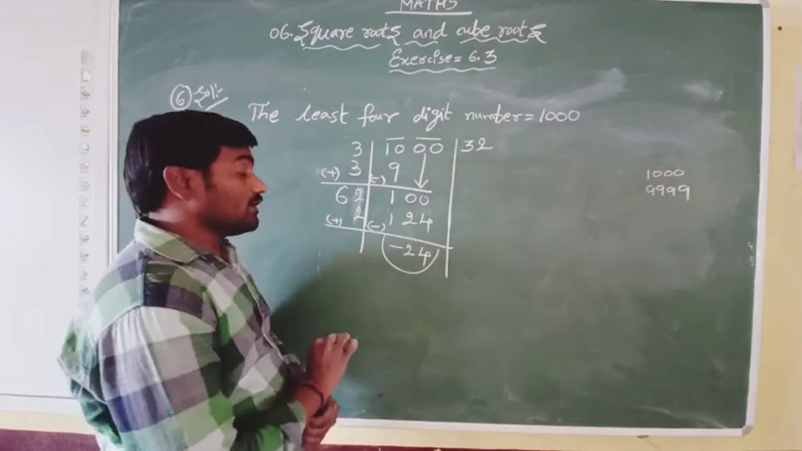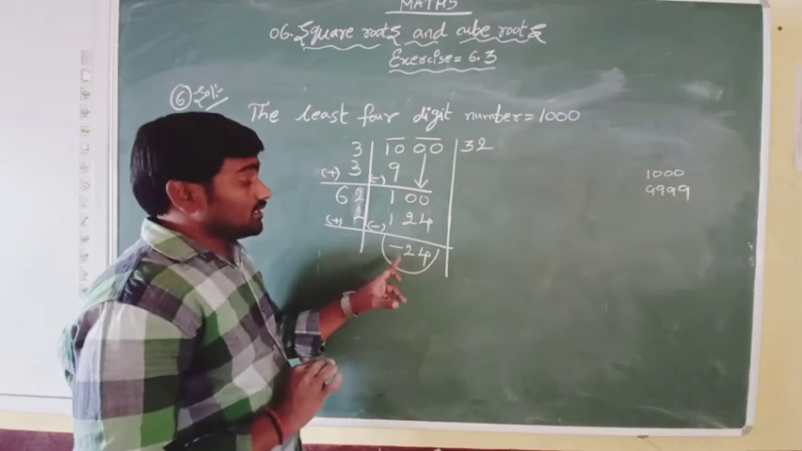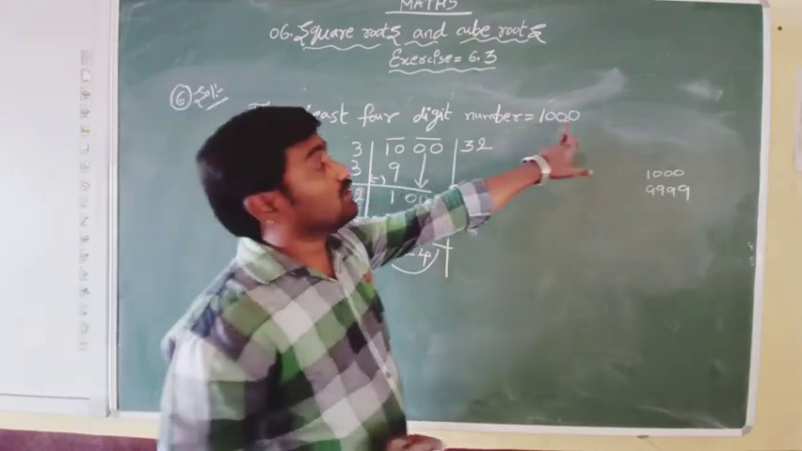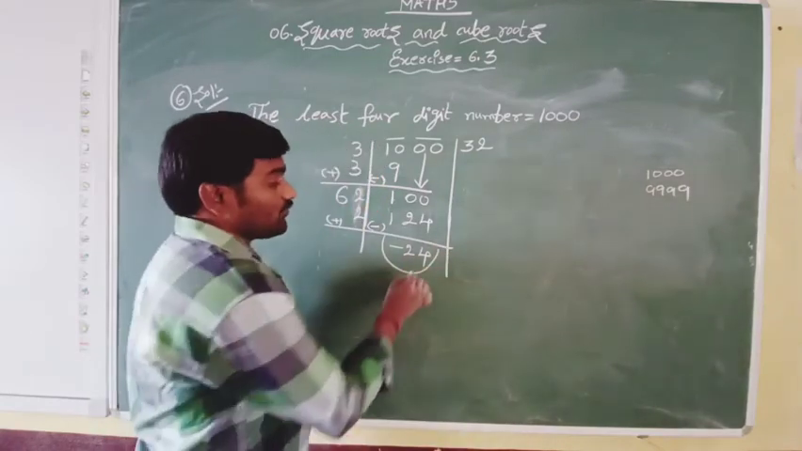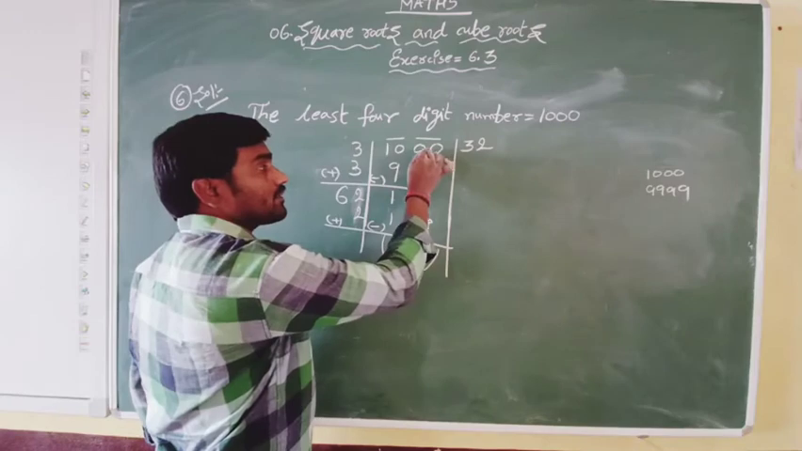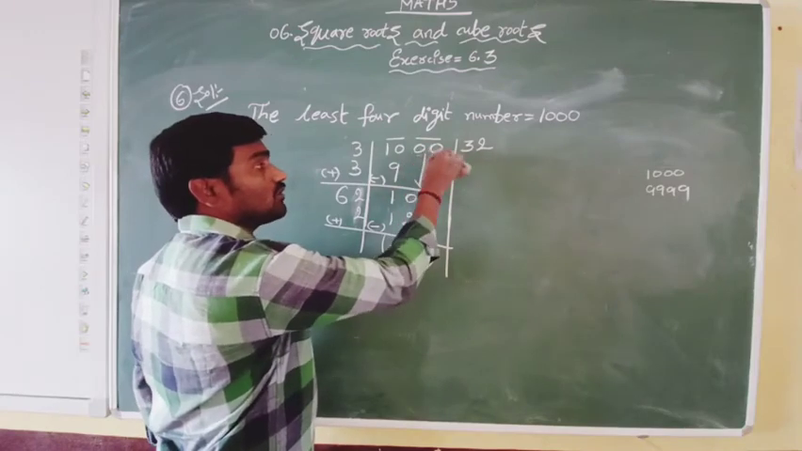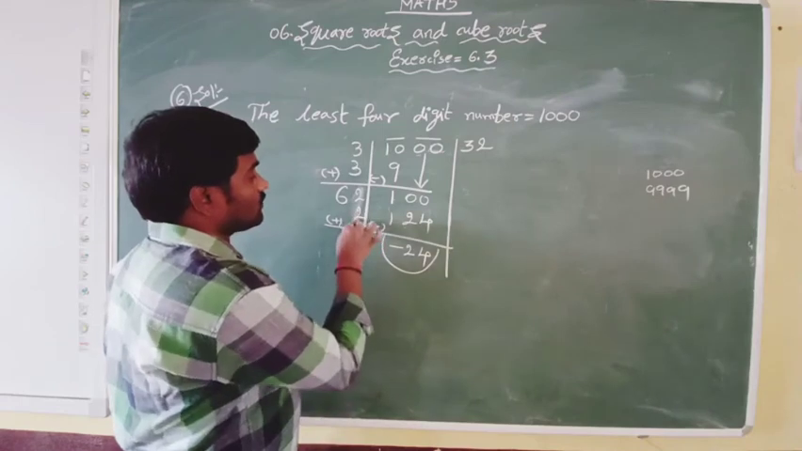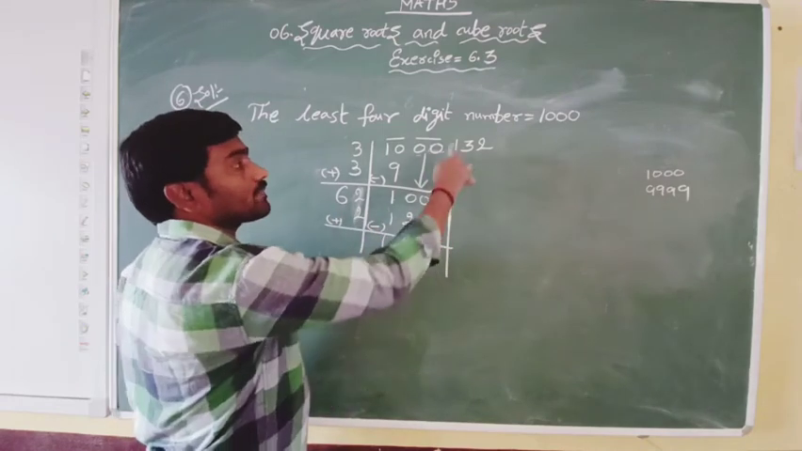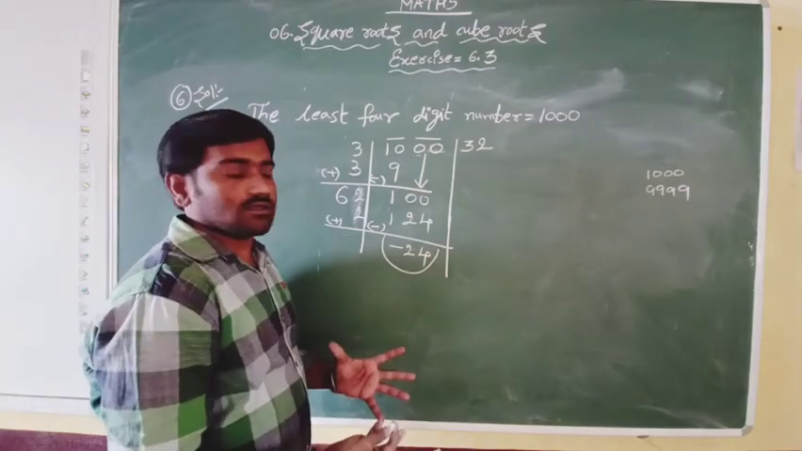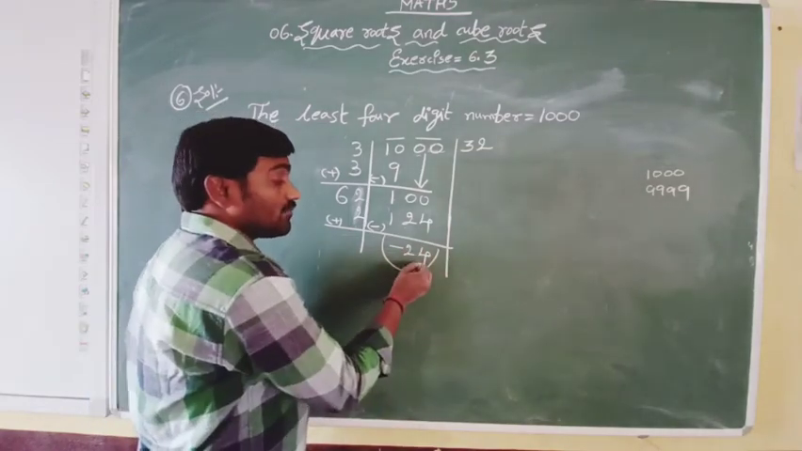So this minus 24, this 24 is there, no? If we should not get 24, what do we have to do? This 24 should be here. If it is 1024, okay, we will be getting a perfect square number. So here we got a remainder of 24.